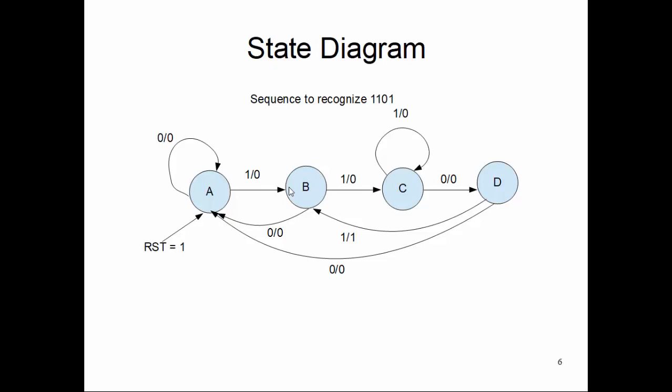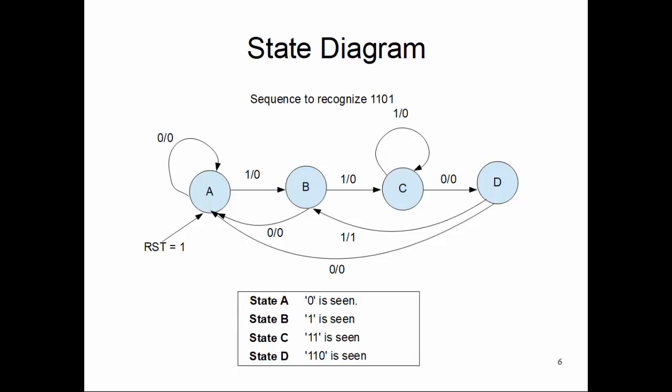So the thinking process behind coming up with this state diagram is this. State A, I designate that as a 0 has been seen so far. Okay, a 0. Because if it is a sequence of 0, 0, 0, 0, it is not of my interest, right? It is not going to contribute to the pattern 1, 1, 0, 1, right? So I'm getting 0, I'm being at state A, I have seen 0 so far.